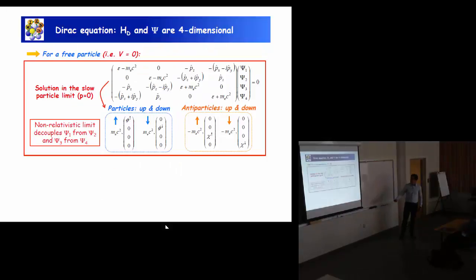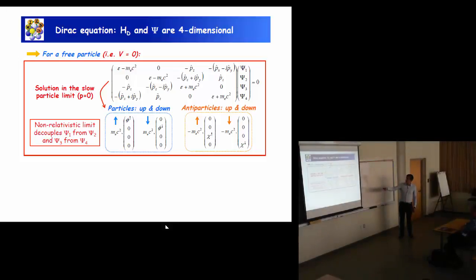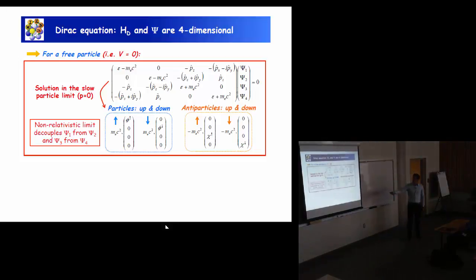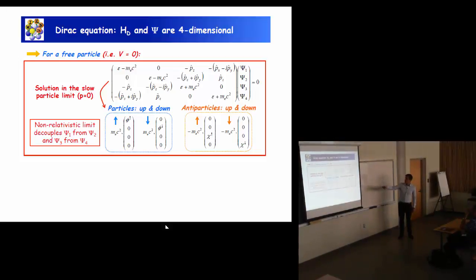So what happens if you solve this equation for a free particle, meaning that you have no electrostatic potential? You obtain this matrix, in which you see that in the diagonal you have terms which are quite easy to see, because you have this energy which is mc squared with plus and minus values, and you have off diagonal terms. If you want to solve it, you consider the slow particle limit. They are so slow that they do not move. The momentum is zero. And in this case, all the off-diagonal terms disappear, and you just have this diagonal, leading to a separation between the particle and the antiparticle. Particle which will have up and down spin in the large component of this wave function, and the antiparticle that will have up and down spin in the small component part of the wave function.